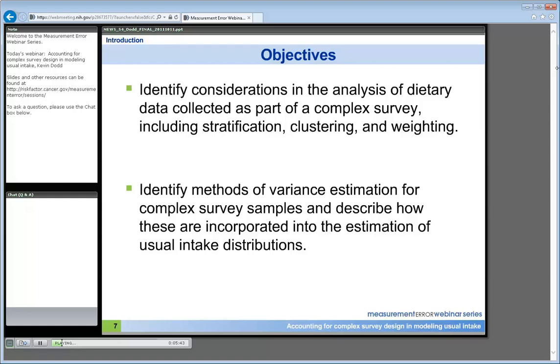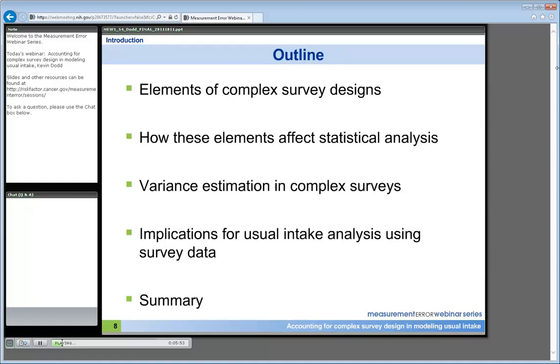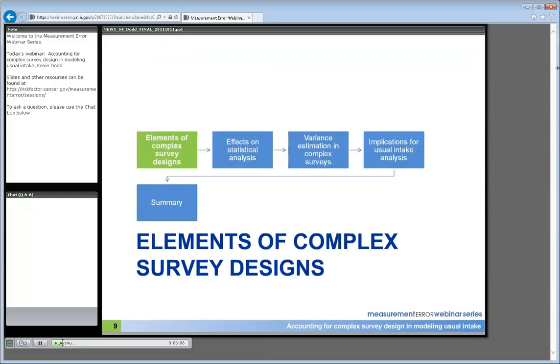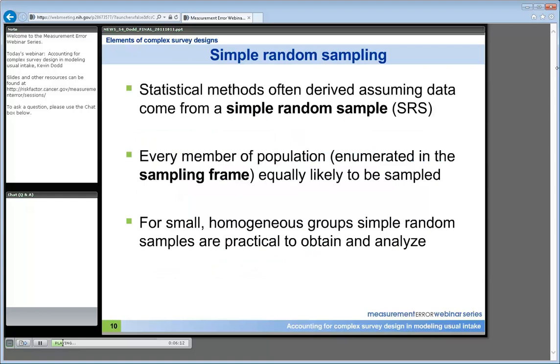Now, the second objective of this webinar is to identify some statistical techniques for variance estimation that are very important in the analysis of survey data in general and in the analysis of usual intake distributions in particular. So this slide shows here in a little more detail the order that I'm going to address these two objectives that I just talked about. This is how we'll walk through the webinar. So first, let's talk about what makes a survey sampling design complex.